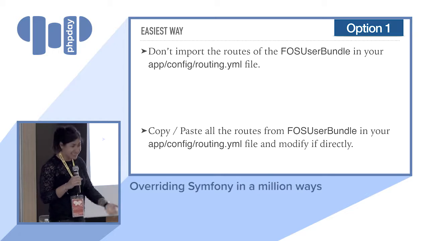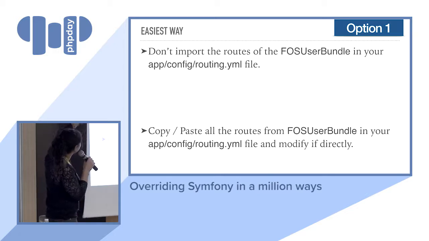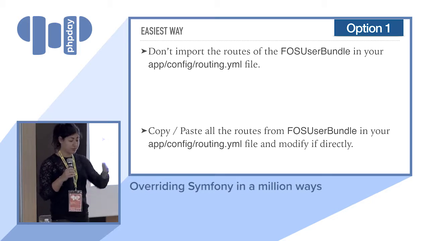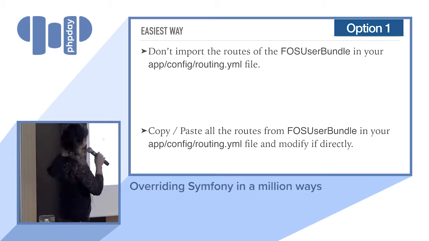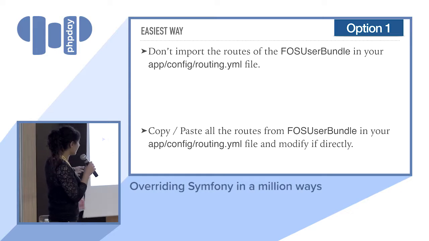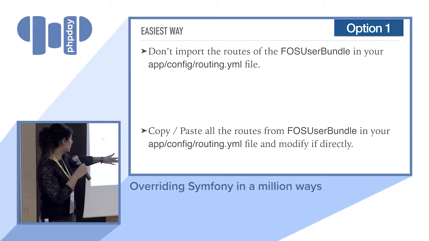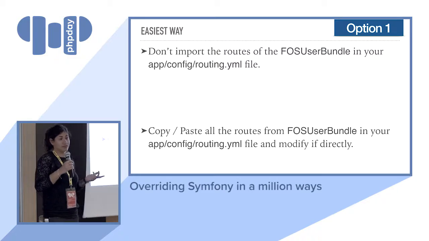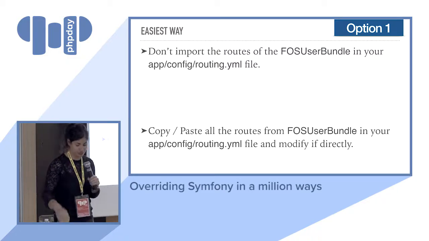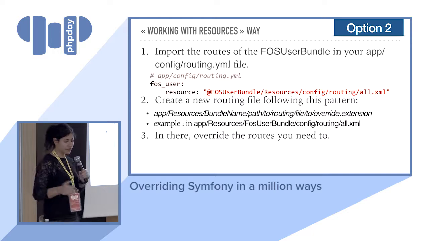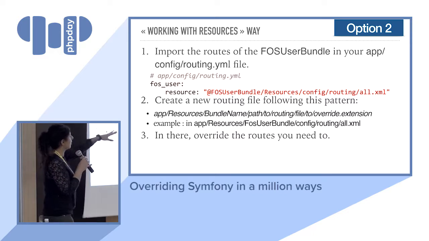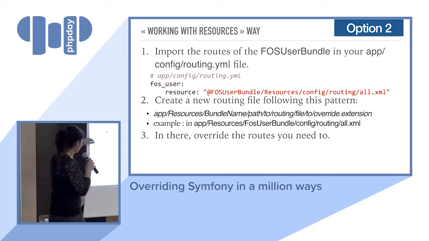Okay, so the first option is easy. I told you here, easiest way. The easy way is basically to not import the routes in your app config routing.yaml file. You just copy paste all the routes coming from the FOSUser routing file and just change it. That's it. It works, right? Easiest way. Option two, you have to do something more. So basically, you have to import the routing file coming from the FOSUserBundle, as you can see right here.